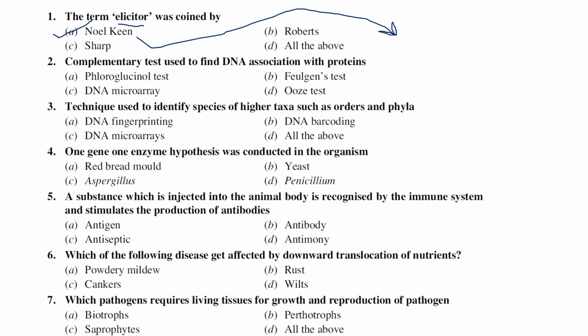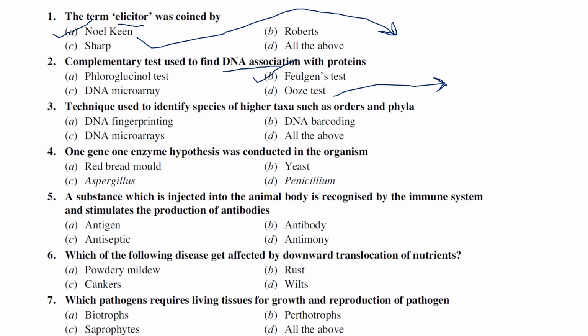The next one: which test is used to find the DNA association with proteins? Phloroglucinol test, Feulgen's test, DNA microarray, and Ooze test. Here, the Ooze test we know very well is used for identifying the presence of bacteria, especially plant bacterial diseases. We use this special test for the identification of a plant bacterial disease. Generally, the finding of DNA association with proteins was identified by using Feulgen's test. So the answer is B.